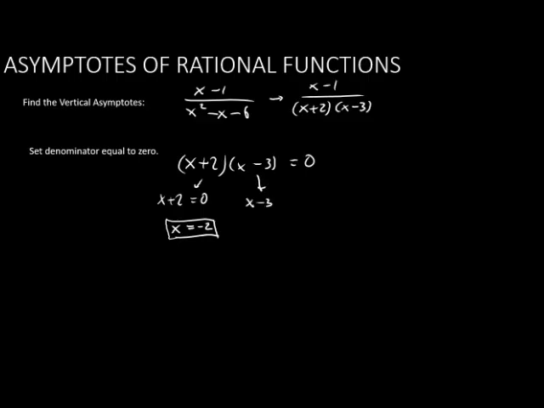Then we'll say x minus 3 is also equal to 0. If we add 3 to both sides, we'll get x equals 3. And then x equals negative 2 and x equals 3 will be our vertical asymptotes.